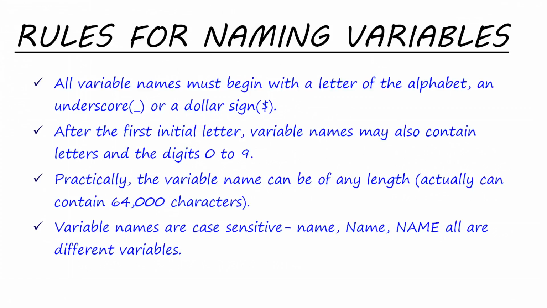Now let us have a look at the rules for naming the variables. All variable names must begin with either a letter of the alphabet or an underscore or a dollar sign. Although beginning with an underscore or dollar is discouraged. After the first initial letter, variable names may contain letters and the digits 0 to 9. The variable name can be of any length, but just don't get carried away with it, because it is you who will have to type this name again and again whenever required.